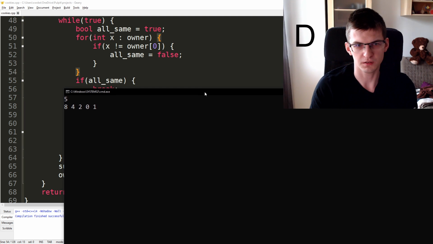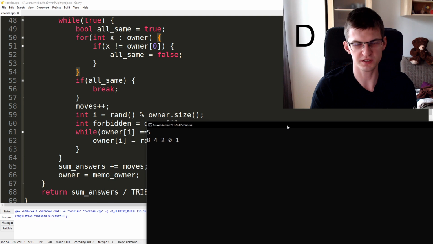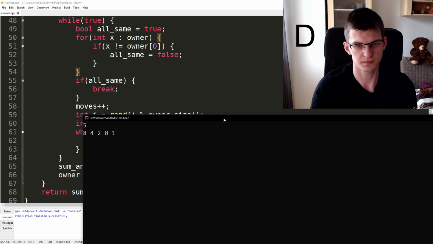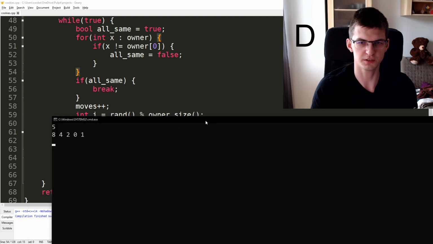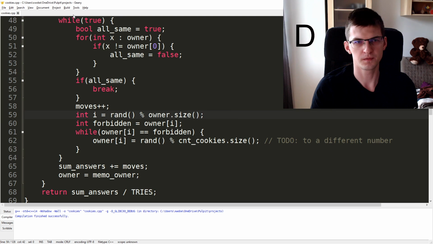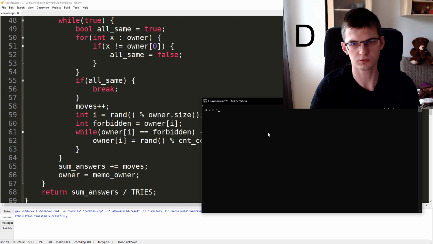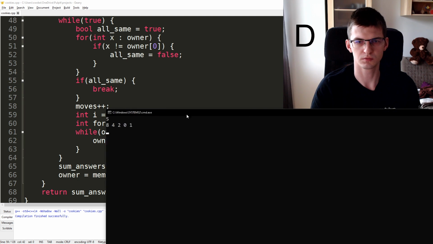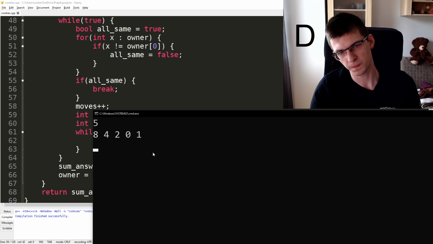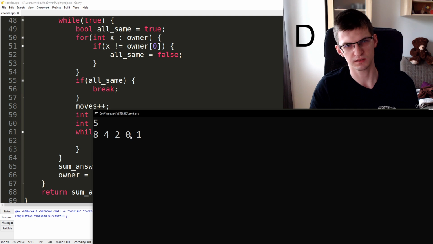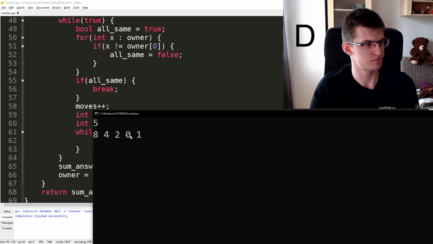Why is it so slow? Maybe it takes exponential time. We have around 15 cookies. What about doing this with O2 optimization? I wonder what should be the expected time in this case. Apparently it's big.